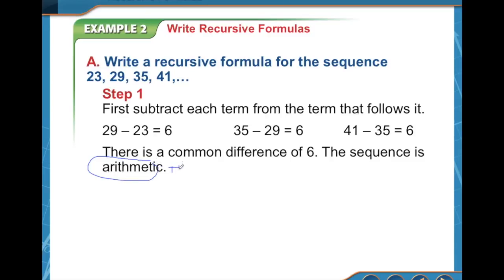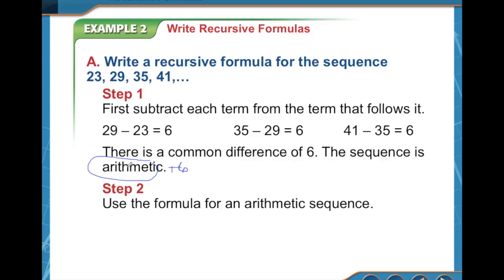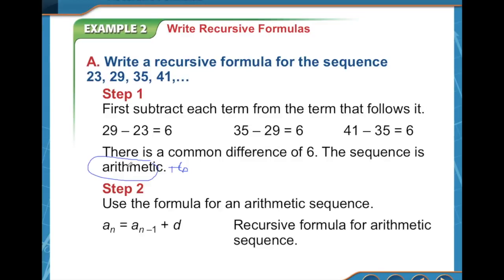We're adding 6 every time. Hopefully that is clear to everybody when you're looking for a pattern. It can be through addition or subtraction, that would be arithmetic. Or it can be through multiplication, that would be geometric. So this one is arithmetic. So we're going to use the formula for an arithmetic sequence. Looks like this. We already have that on the board and in our notes.